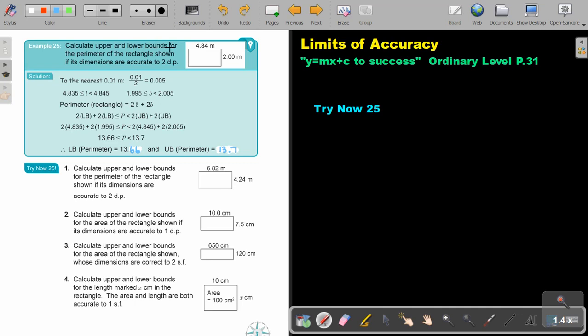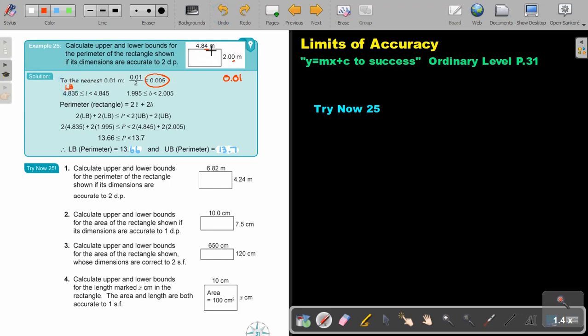Calculate the upper and the lower bounds for the perimeter of the rectangle. Show if its dimensions are accurate to 2 decimal places. Now, 2 decimal places, 1, 2, 1, 2, it's always 0.1 that you divide by 2, and this is the value that you will add or subtract. Then always first get the upper and the lower. So remember, this is the lower bound.